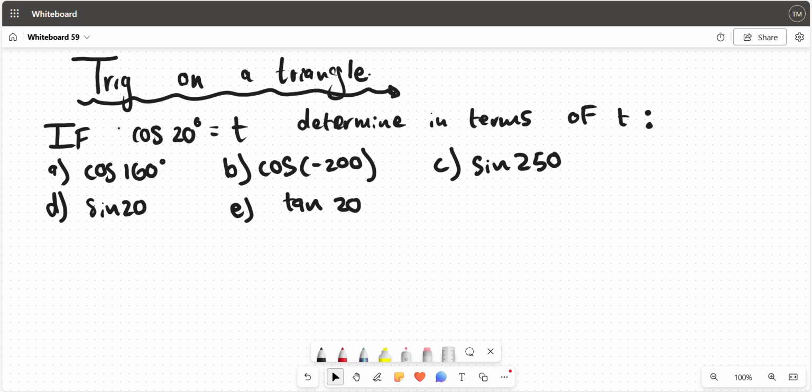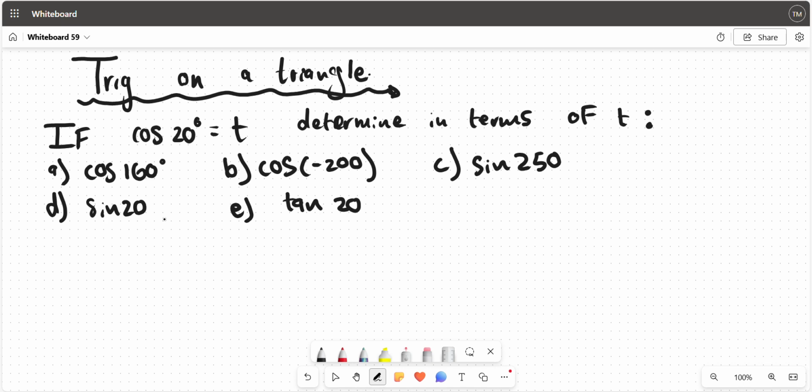So how does the question read? It reads, if cos 20 degrees is equal to t, determine in terms of t what cos 160 is, b, what cos of negative 200 degrees is, what sine 250 is, what sine 20 degrees is, and what sine 20 degrees is. So how do we go about doing this?